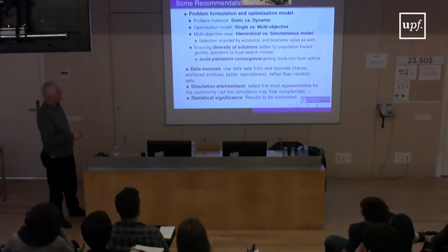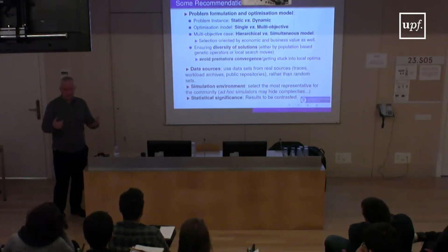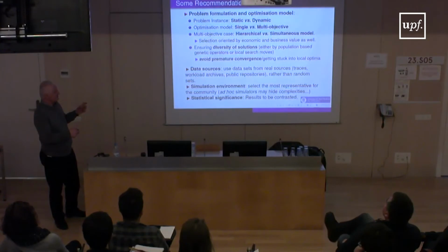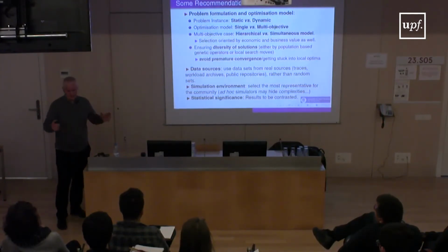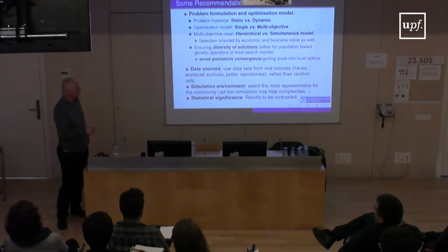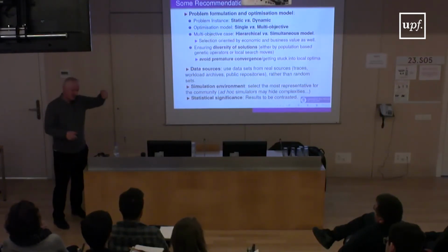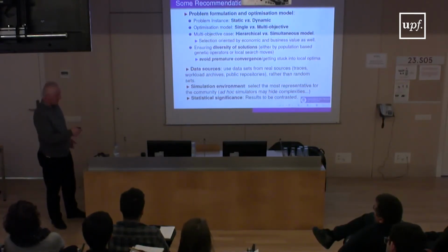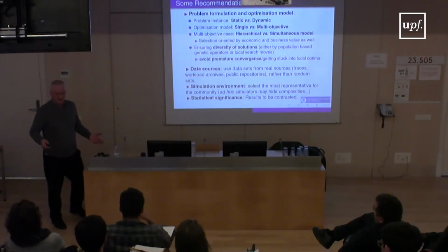Then, as we saw at the very beginning, the problem is multi-objective in its general formulation. So you may wish to look at a single-objective optimization problem or the multi-objective version. If you choose to deal with the multi-objective case, then you have two other choices: the hierarchical model, where you establish a priority among the objectives, or you try to optimize them all together. In some cases, this selection is guided by economic and business value as well.